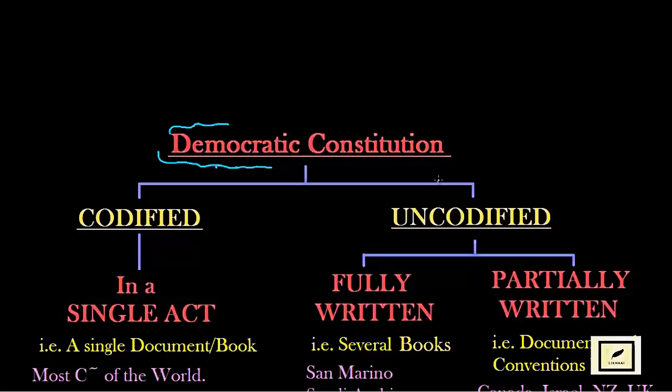Now let's see the types of constitution, and we are talking about the democratic constitution, which is as per the agreement between the citizens of the country. We usually have two types of constitution. The first one is the codified one, and the other is the uncodified.